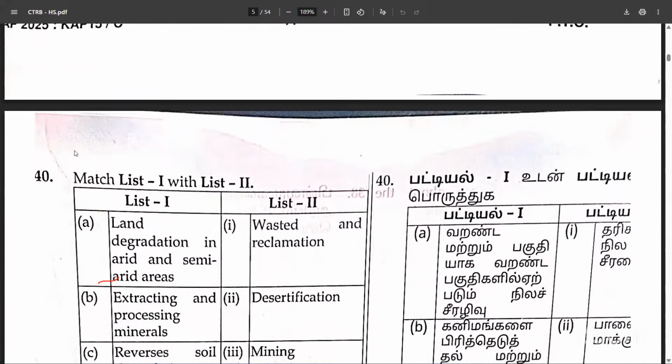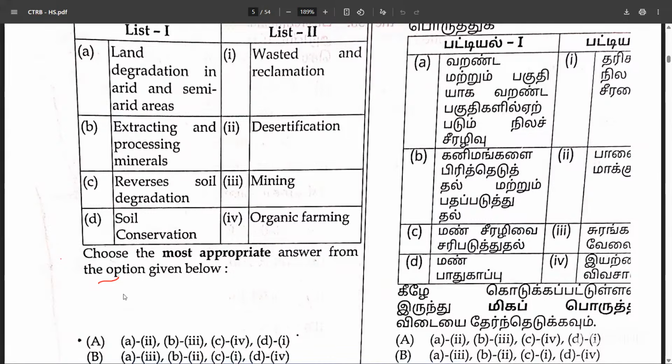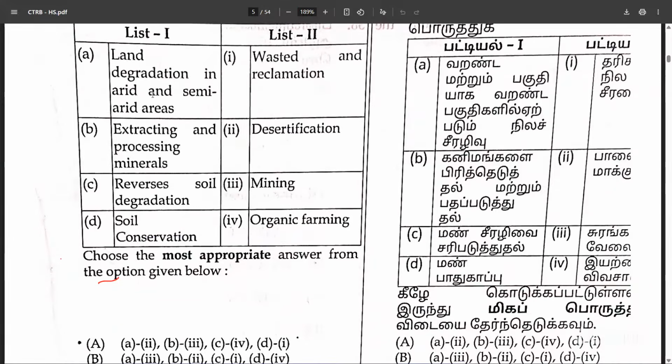Next, the 40th question is asking you to match. This question is from the environmental resource management unit of our home science syllabus. The correct answer will be A, where land degrading in arid and semi-arid areas will be matched with desertification. Then B, extracting and processing minerals will match with mining. Reverse soil degradation will match with organic farming, and soil conservation will match with waste land reclamation.